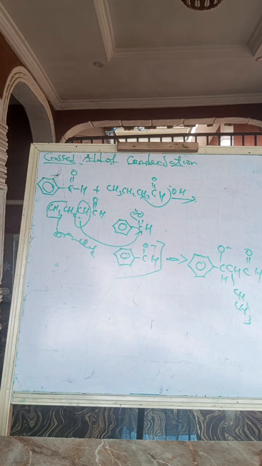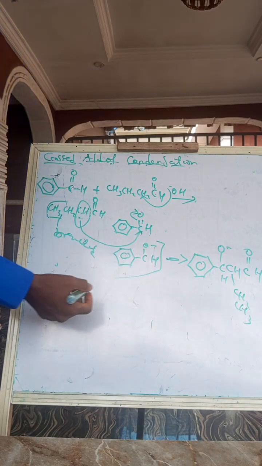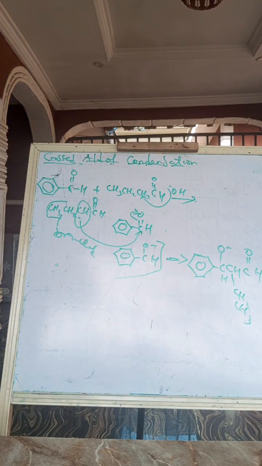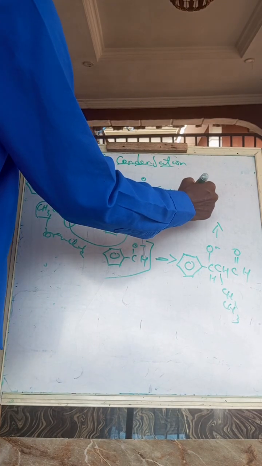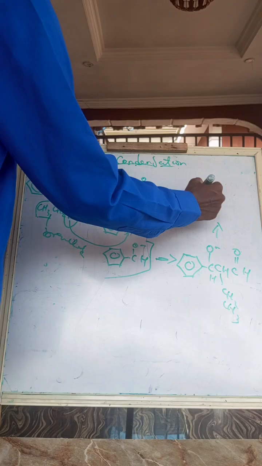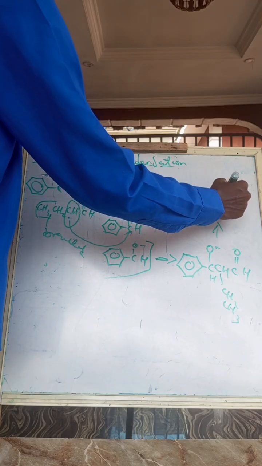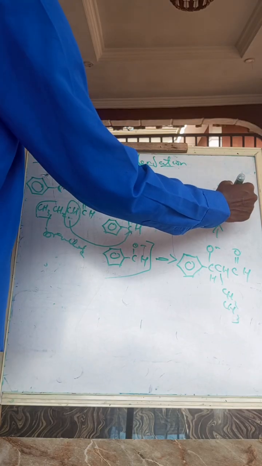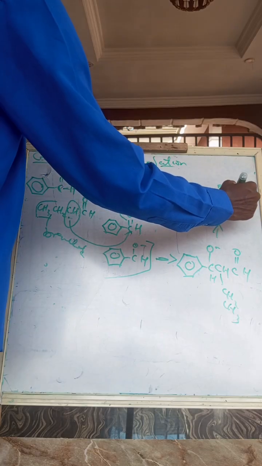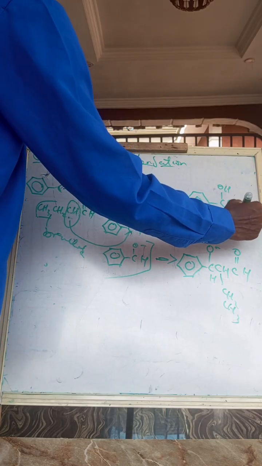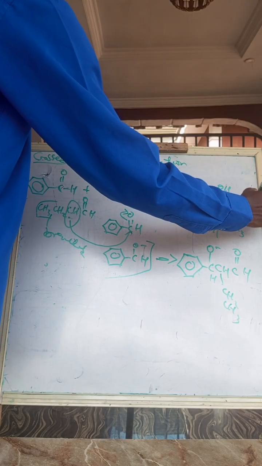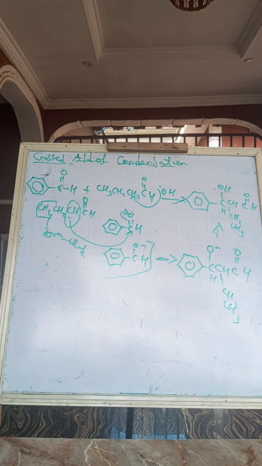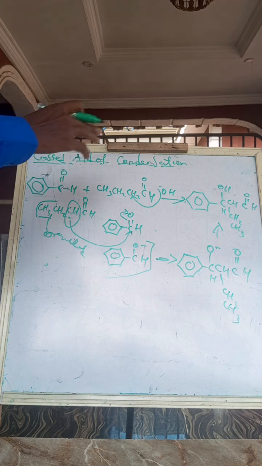So the next thing is to hydrolyze. So the moment we hydrolyze, we have this. COH, CH2CH3. So you can see this is a successful cross-Aldol condensation.